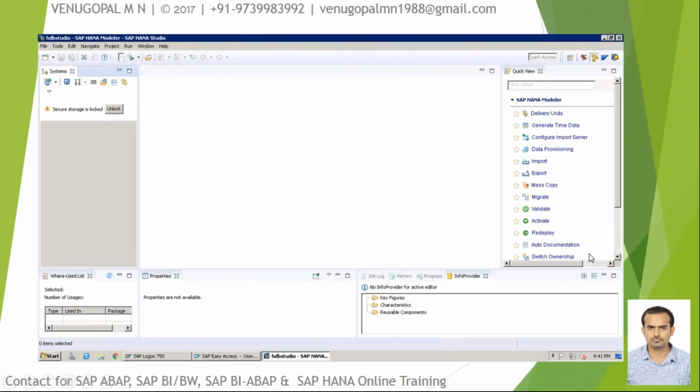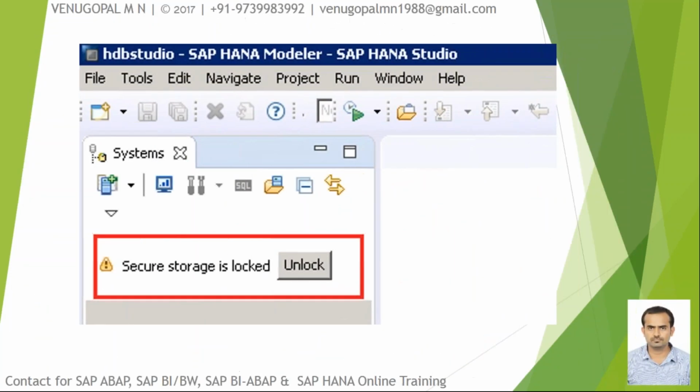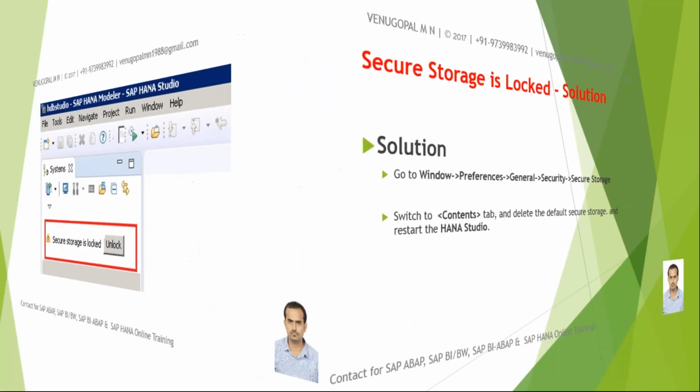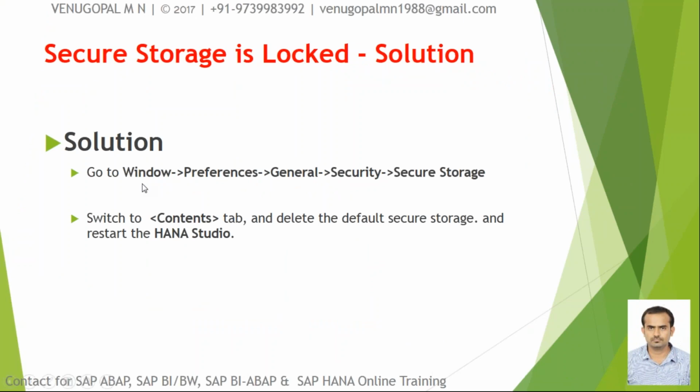So whenever you open HANA Studio, you will see this error under the system: Secure storage is locked. In order to fix that, what we have to do is go to Windows. Under Windows, we have to go to Preferences, then to General. Under General, we have to go to Security and Secure Storage, and then go into the Contents tab and delete the default Secure Storage.